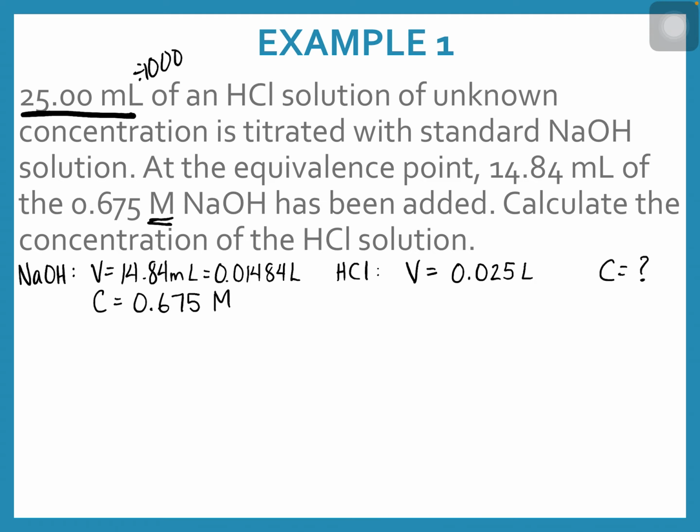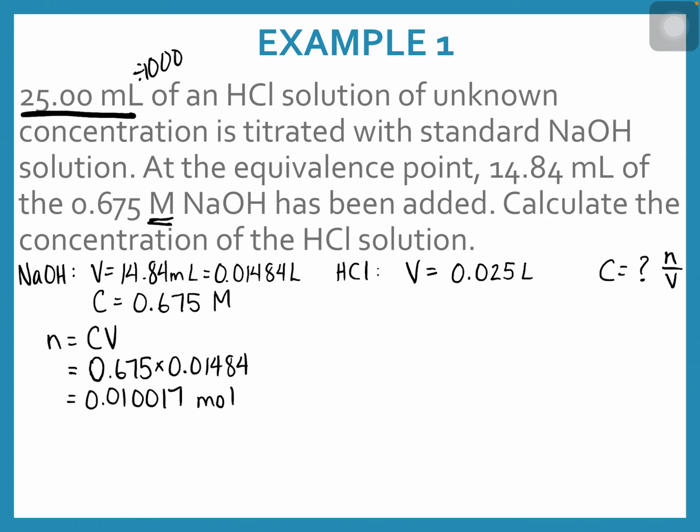To do that, concentration equals number of moles divided by volume. I don't know my number of moles, so I need to solve for that. Before I can get my number of moles of hydrochloric acid, I need to figure out my number of moles of sodium hydroxide. So that's concentration times volume. So I have 0.675 times 0.01484. So my number of moles of sodium hydroxide is 0.010017 moles. And we did just see the balanced equation for this reaction.